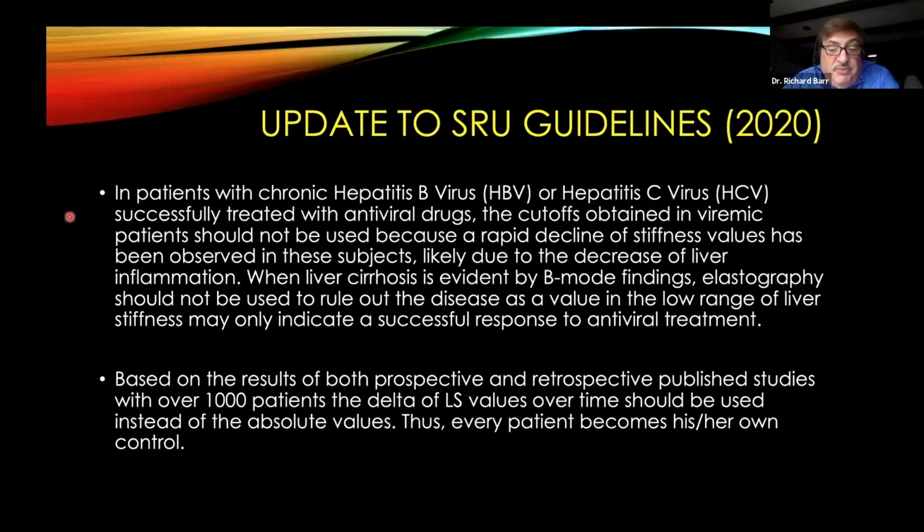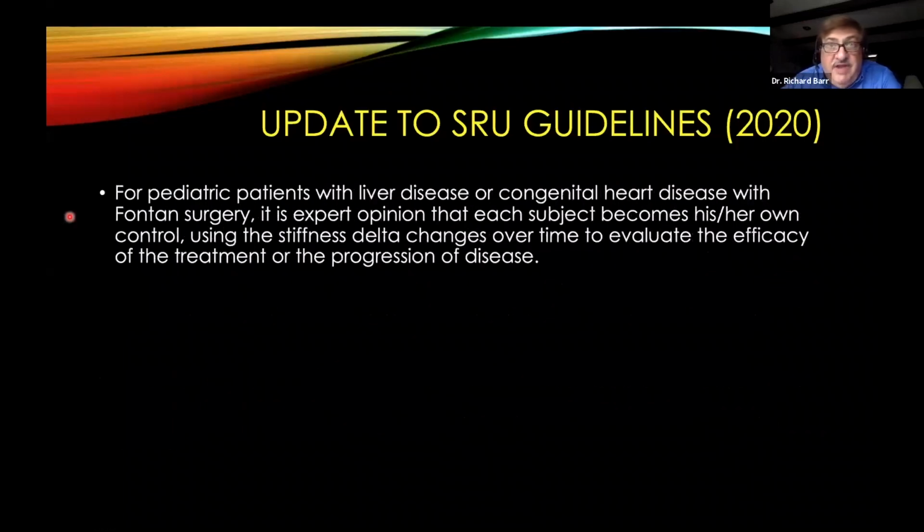Based on the results of both prospective and retrospective studies with over 1,000 patients, the delta change of liver stiffness over time should be used instead of the absolute value. Thus, each patient becomes his or her own control. So we now follow the patient and see if the values go up or down to decide if they're getting worse or better. For pediatric patients with liver disease or congenital heart disease with Fontan surgery, it is expert opinion that each subject become his or her own control, using the stiffness delta change over time to evaluate the efficacy of the treatment or the progression of the disease.